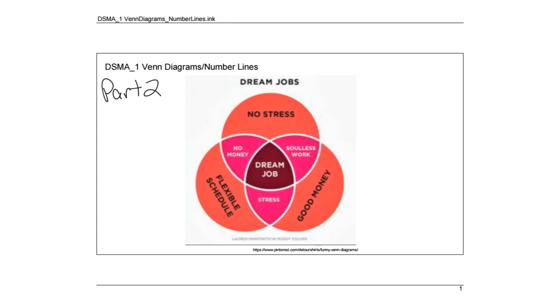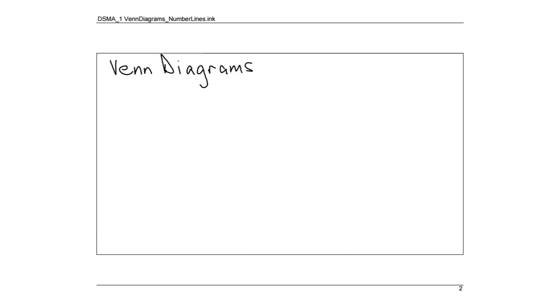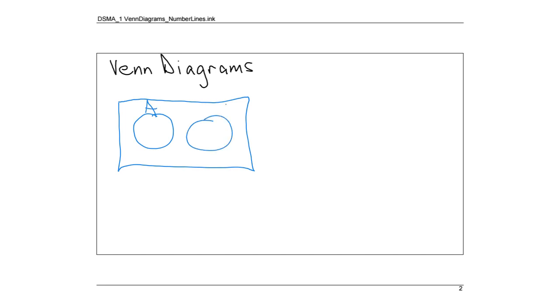This is DSMA Part 2. So Venn diagrams include sets. We'll have like a set A and a set B. Sometimes they overlap.